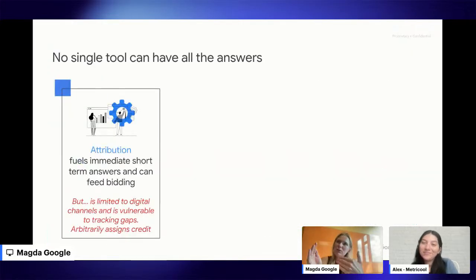However, it's good to use all those solutions together because no single tool can have all the answers. So for example, attribution gives you the short-term answers and can also inform the bidding. It's very good for testing creatives, right? Like A/B tests: is this creative working better or this one, right? But it's limited to basically digital channels, and it's also vulnerable to tracking gaps, right? And it also doesn't take incrementality into this calculation.